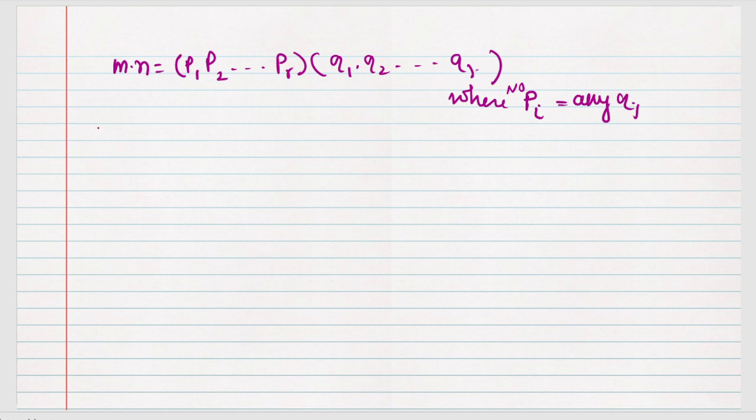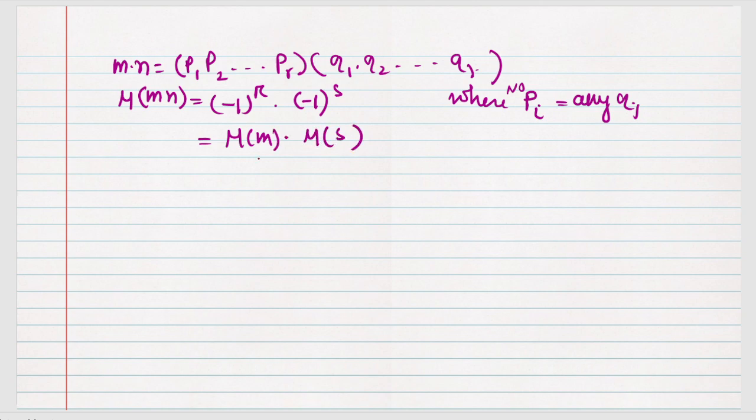So here we can write mu of mn. We can write p1 p2 up to pr times q1 up to qs; here it is a product of distinct primes, so it satisfies our third property, that for a product of distinct primes the mu value is always equal to -1 raised to the power r, and this will be -1 raised to the power s, which is nothing but our mu of m, and mu of n.